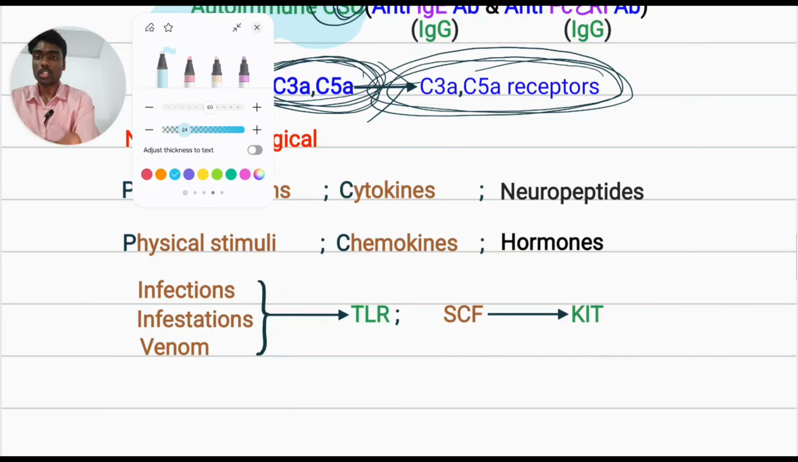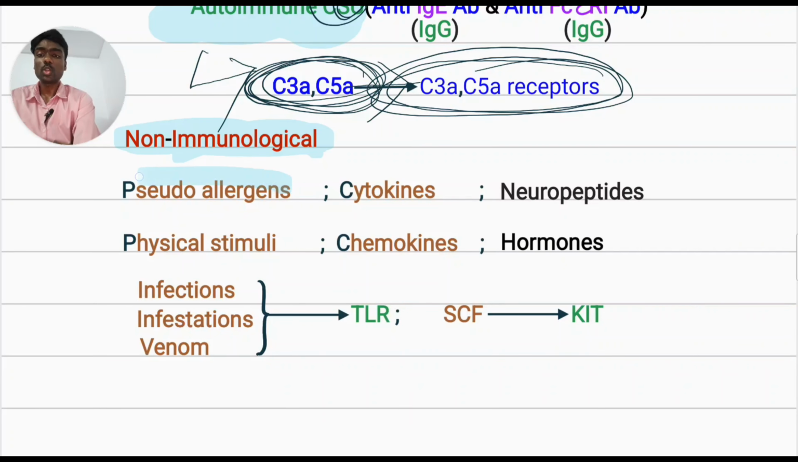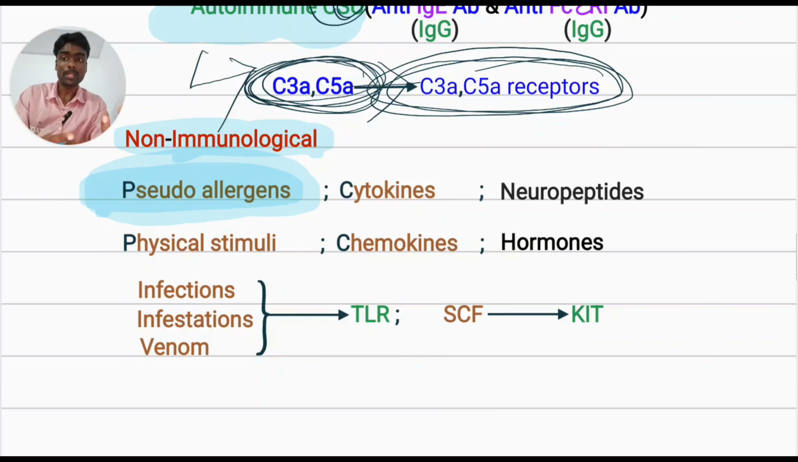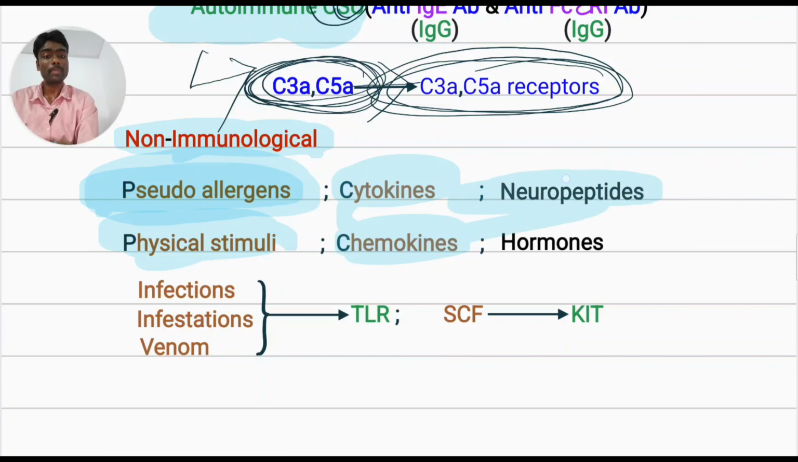Coming to non-immunological triggers, pseudo-allergens. True allergens require IgE antibody. True allergens will stimulate our immune system, whereas pseudo-allergen does not depend on our immunity or IgE antibody. They will have their own receptors on mast cell. They will directly activate the mast cell. Physical stimuli, cytokines, chemokines, neuropeptides, hormones, infections, infestations and venoms will directly activate mast cell via toll-like receptor.